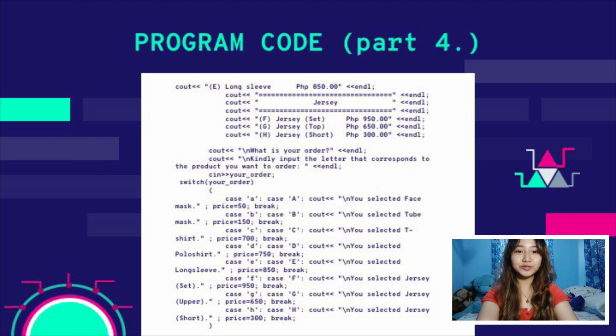We use do loop and switch on this part to record the item that the customer wants to buy. This will also set us their notification on what product they purchase.